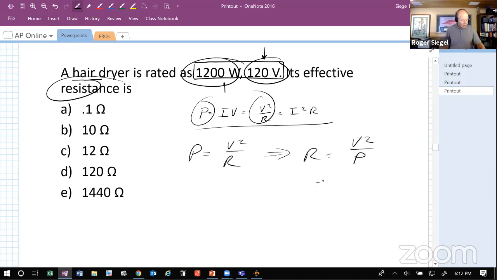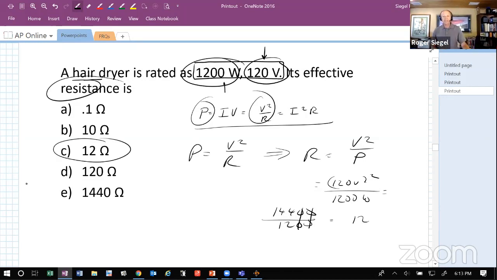And so our voltage, we said, is 120 volts. And we'll square that. And our power is 1200 watts. And so that gives us 14400 over 1200. 2 zeros cancel, 12 into 144 goes 12 times, or 12 ohms. So that's our resistance that caused that power.